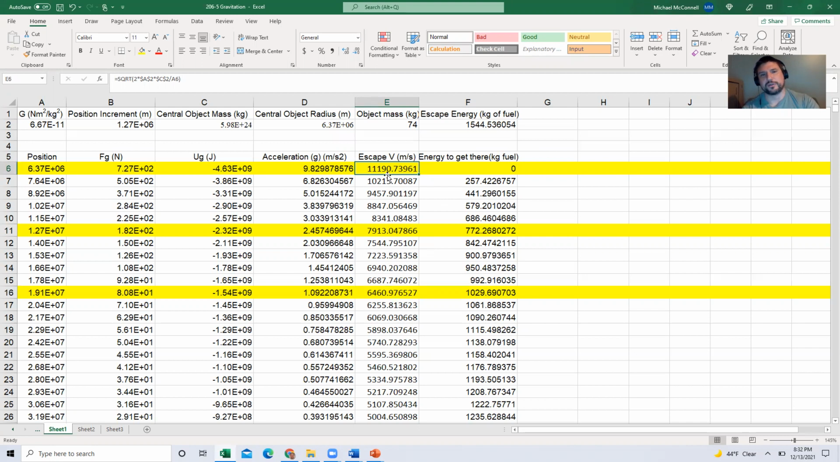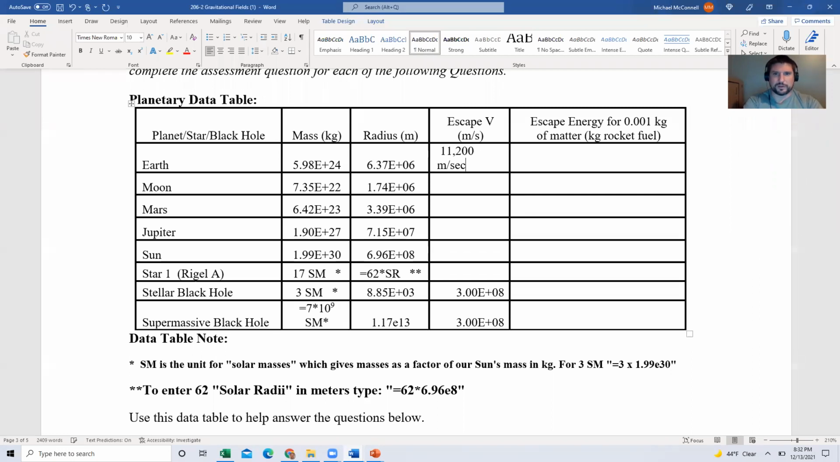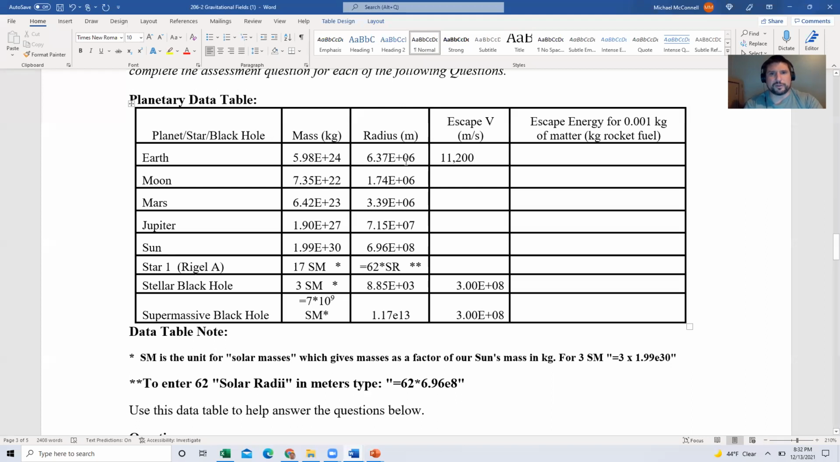where at the surface you need 11,190, or 11,200 meters per second. Again, you don't need the units if you have the units above in the top of the column.